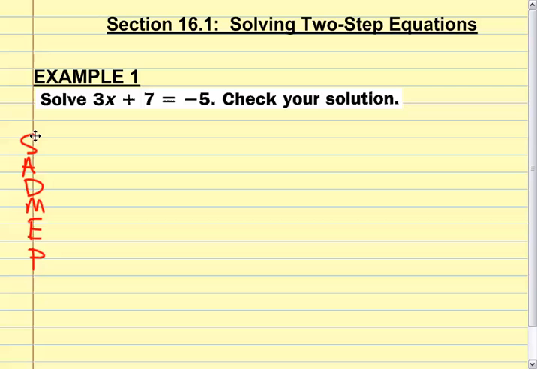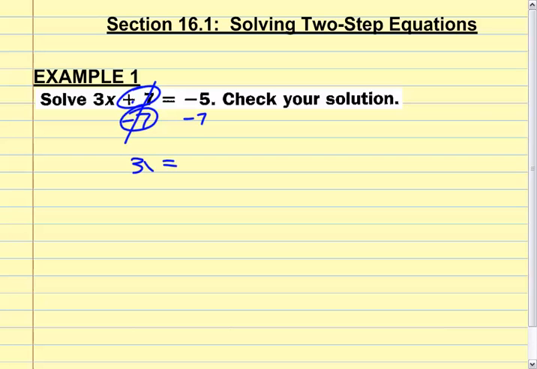So the first thing I want to do is get rid of that 7. How do I get rid of that 7? Since it's adding, you subtract 7. I want to subtract 7 from both sides because it's algebra. So subtract 7 here, subtract 7 there. What happens to these two 7s, the positive 7 and the negative 7? They cancel out. And what am I left with?